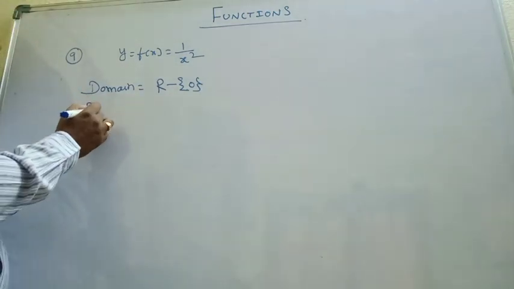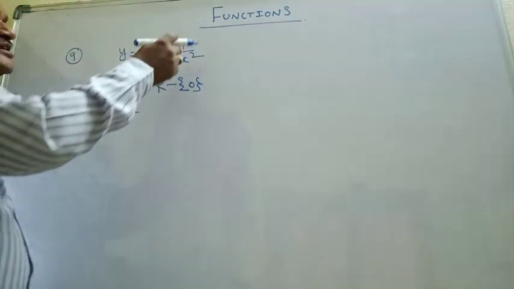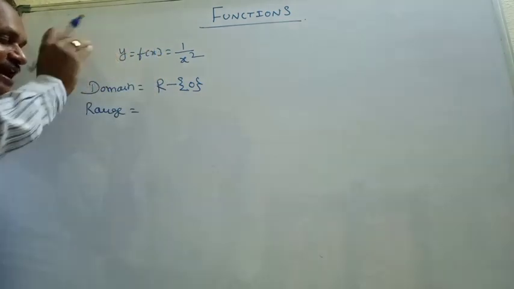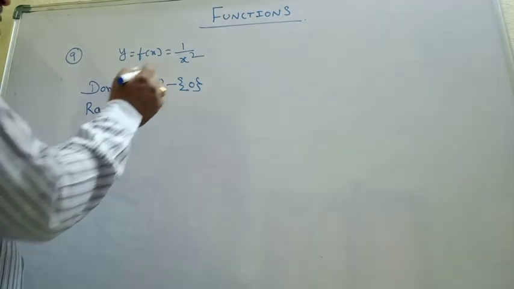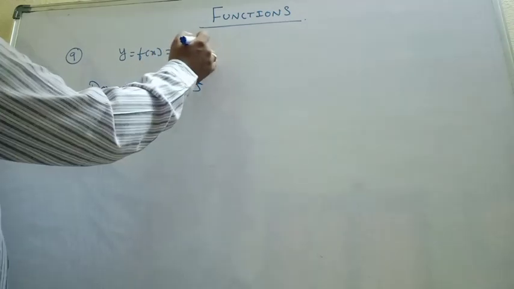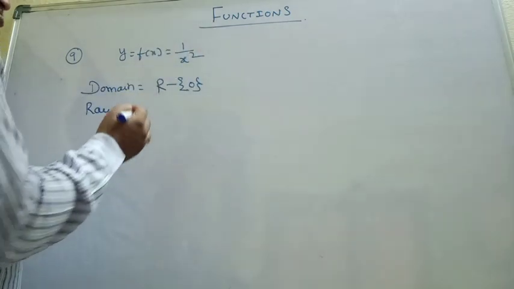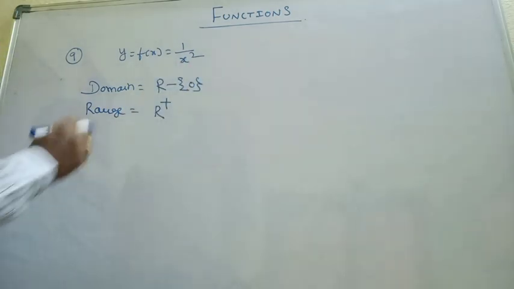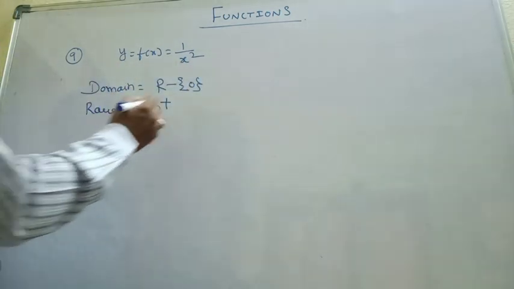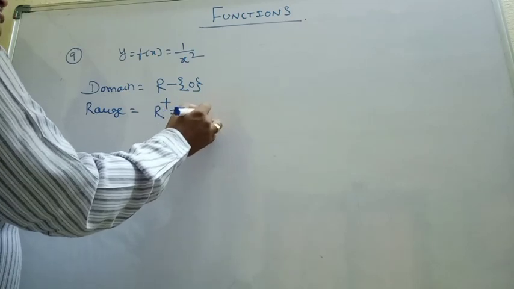And the range: there is no possibility of getting negative numbers. That's why the range is, of course, not including 0, because you cannot get 0. Therefore, the range is the set of all positive real numbers, that is, from 0 to infinity, excluding 0.